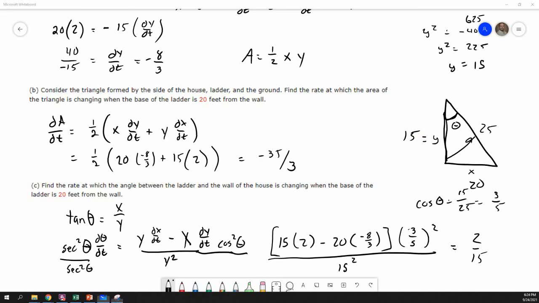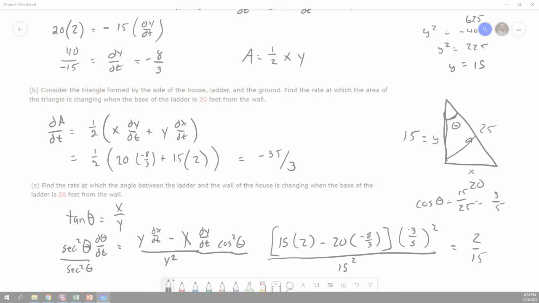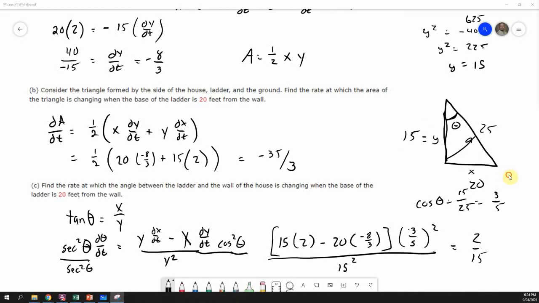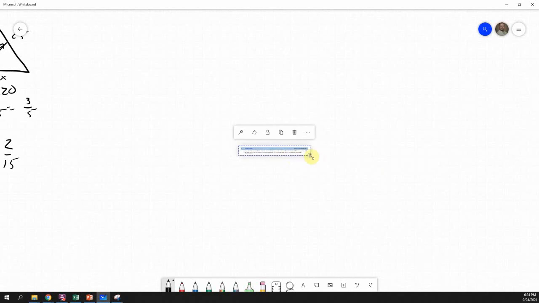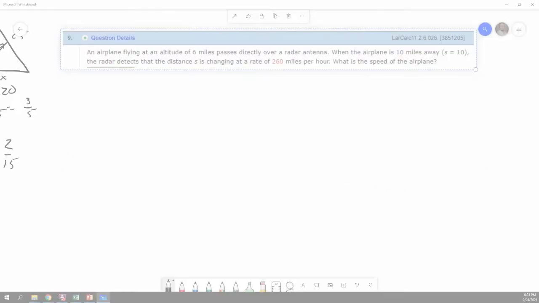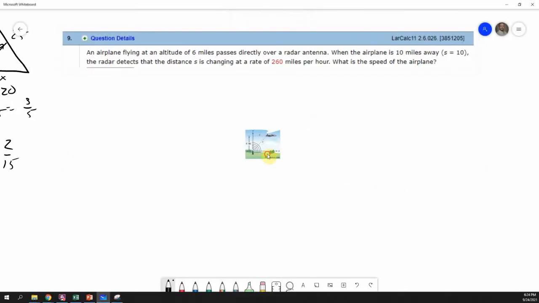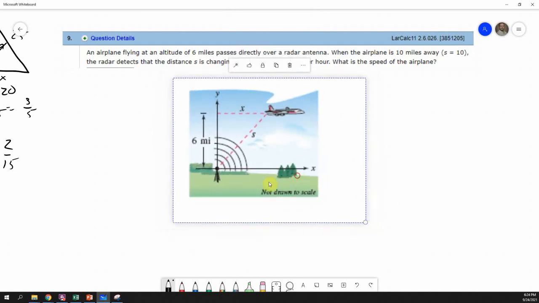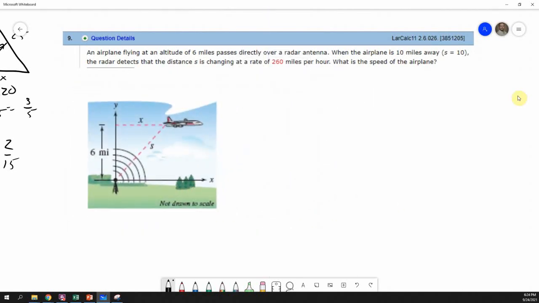All right, number 9, very similar to that one. It'll be using a Pythagorean identity as well. And then you've got this little picture here. And I love that it says not drawn to scale. All right, so airplane flying at an altitude of 6 miles. So we've got 6. So now we've got a triangle where this is given, and then we have x and s. So we know that 36 plus x squared equals s squared.